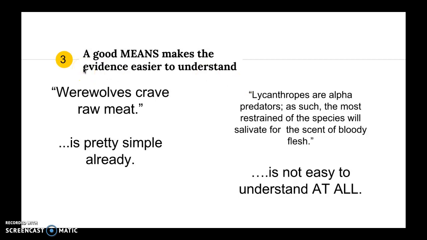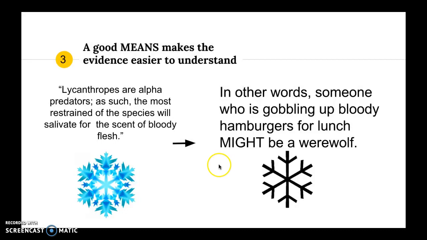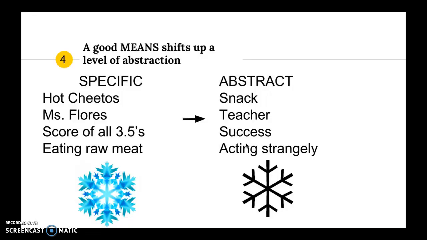Number 3, a good means makes the evidence easier to understand. Werewolves crave raw meat was pretty simple already, but try this language. Lycanthropes are alpha predators. As such, the most restrained of the species will salivate for the scent of bloody flesh. That is not easy to understand at all. But if I take that, I can make it simpler in my own words. In other words, someone who's gobbling up bloody hamburgers for lunch might be a werewolf.